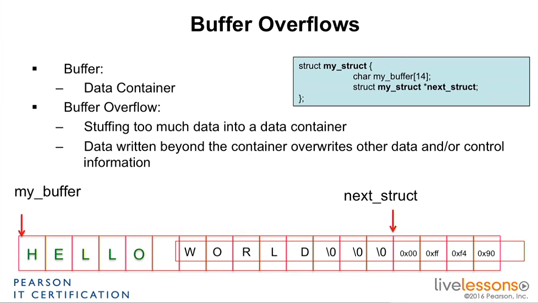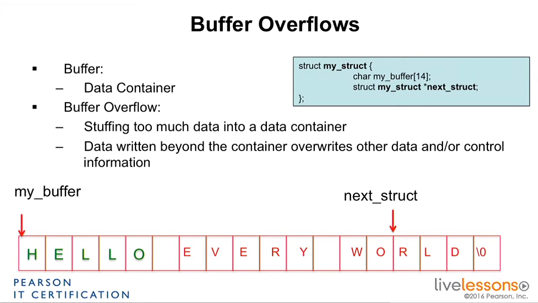In this example, there's a buffer called my buffer. The original data that I'm displaying here is hello world. Now, what we want to do as an attacker is overwrite that data beyond the container. In this case, we're overwriting it, and in my example, I have hello every world. There you saw that the memory was overwritten, and in this case, was filled across the boundary.